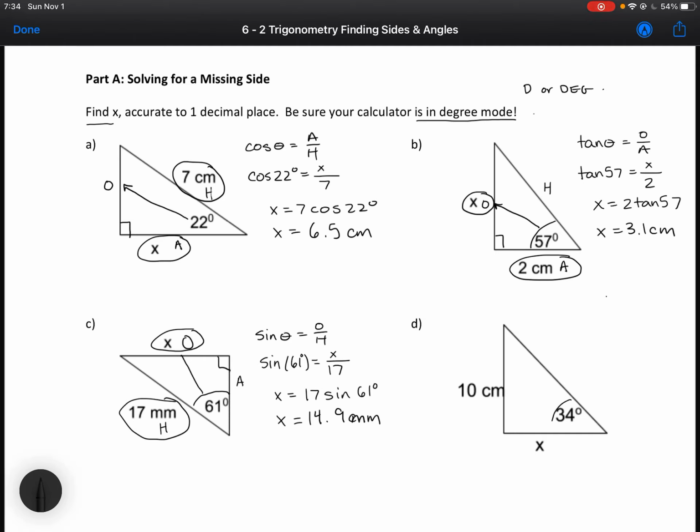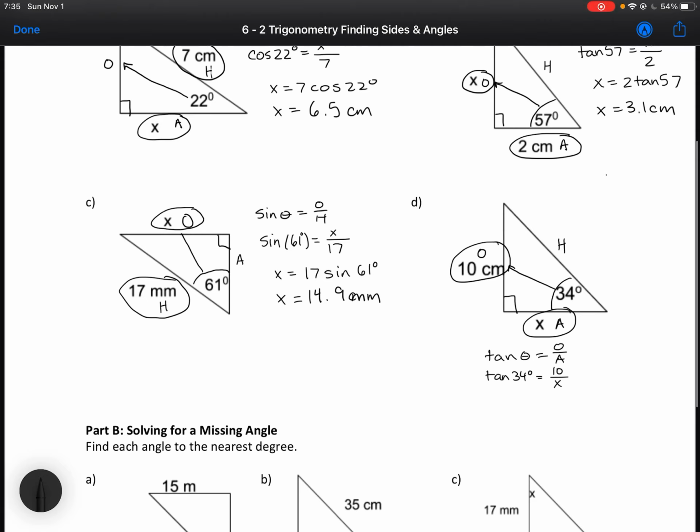Our last example here of finding the side, we've got our angle 34. Directly across is our opposite side. Our other shorter side is our adjacent. And across from the right angle is our hypotenuse. So we are looking for a trig ratio that uses our opposite side and our adjacent side. That's going to be our tan ratio, the TOA part of our acronym. So we can start by writing tan theta in general, and then substituting in what we know: 34 for the angle, 10 for our opposite side, and x for our adjacent.